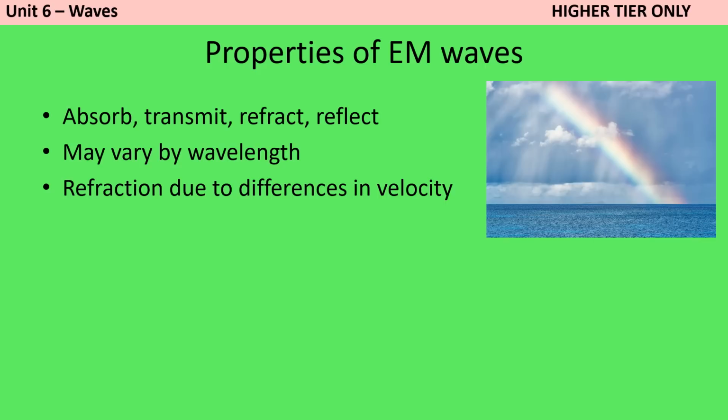Some of these effects, like refraction, are due to differences in the velocity of the waves in different substances. So in other words, the wave is travelling at a different speed if it's in a substance with a different density, and that's going to affect how it's refracted.